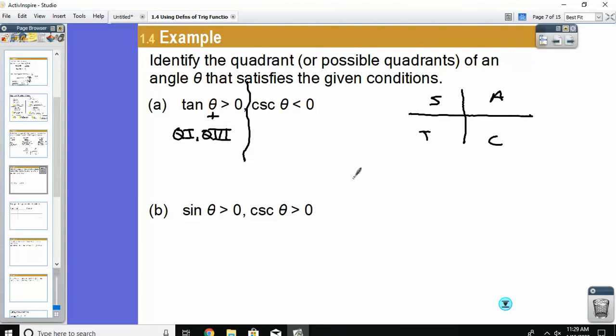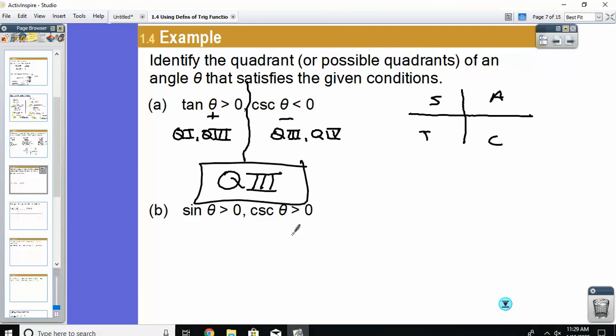I said cosecant is less than 0, so that means negative. If I'm talking about cosecant, what trig function am I thinking about? What's its reciprocal? Sine. Okay, we know in quadrant 1, everything's positive. In quadrant 2, sine is positive. So it's negative in 3 and 4. So in which quadrant are both of these things true? Quadrant 3. It's the only quadrant where tangent is positive and cosecant is negative.